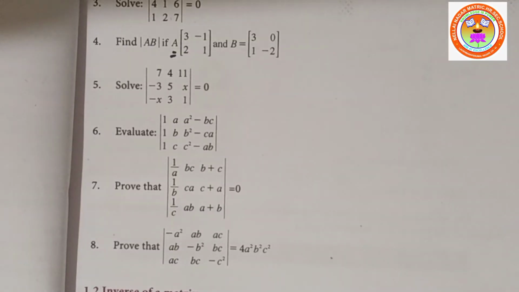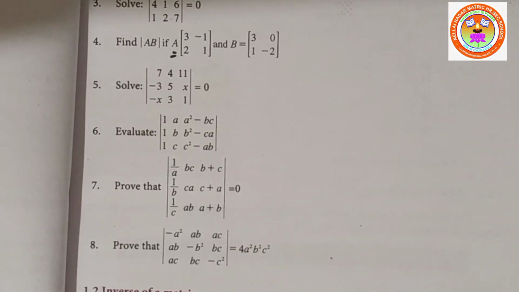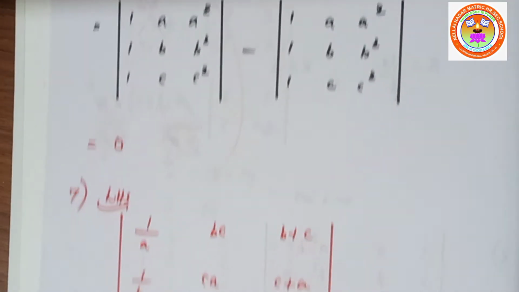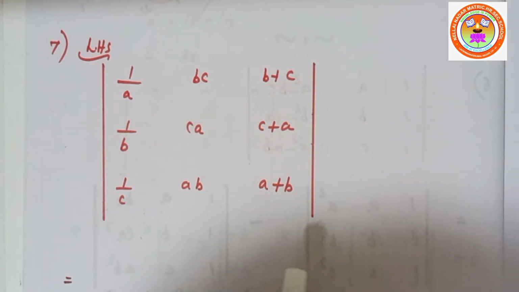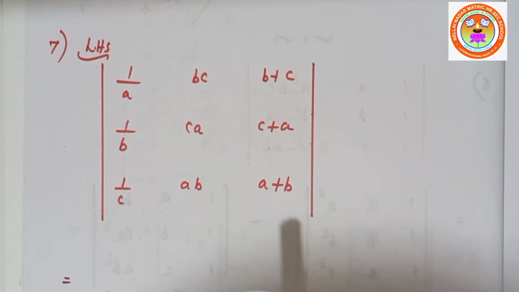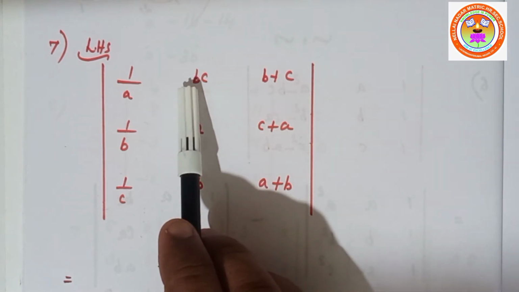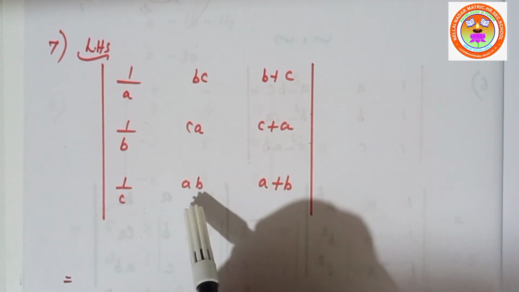Now exercise 1.1, problem number 7. Prove that the value of the determinant is equal to 0. Okay. So here is problem number 7. I have written that LHS. Here also we have 3 different variables A, B and C. Particularly in that second column, A is missing here, B is missing here, C is missing.